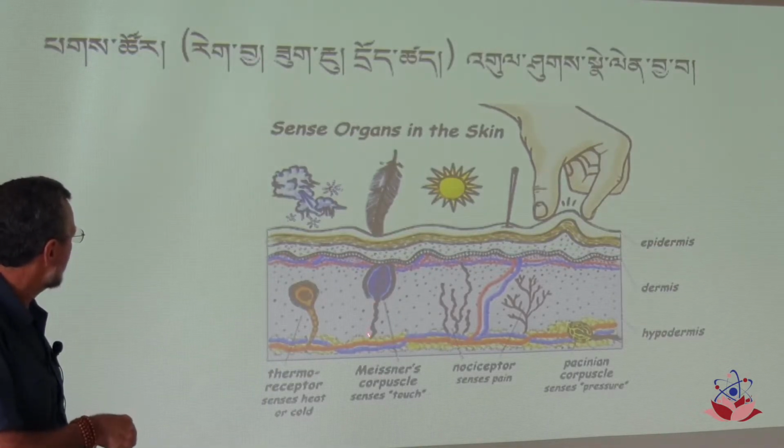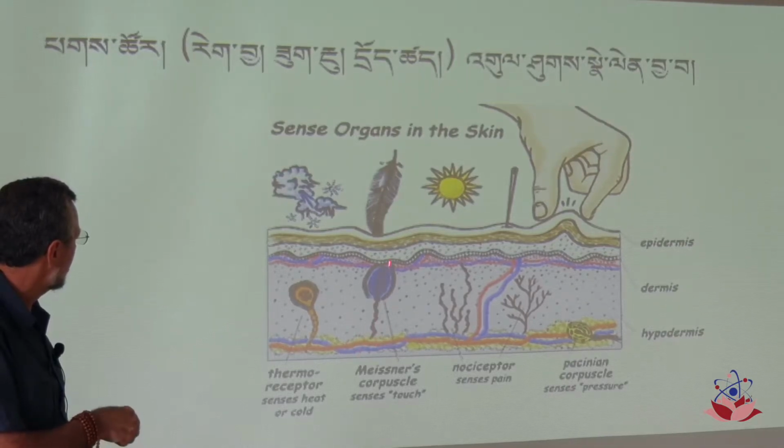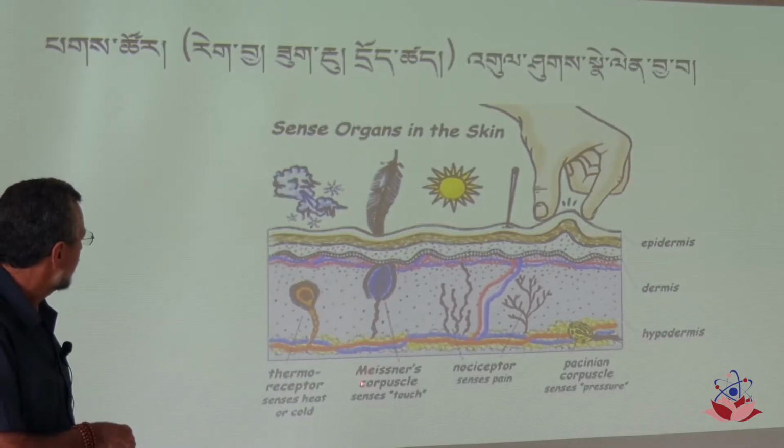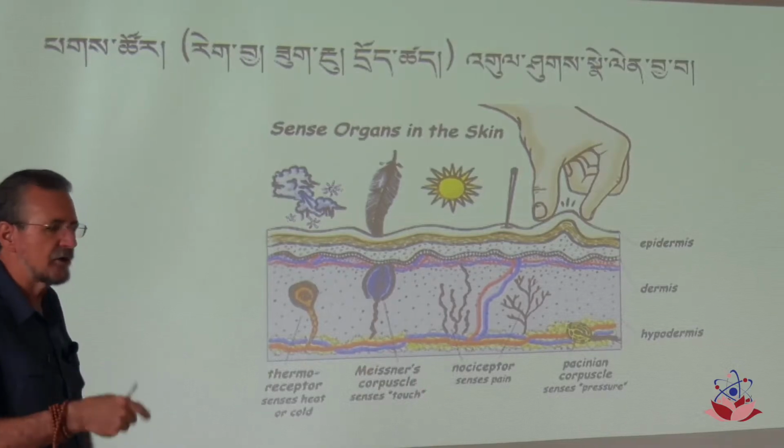There are other specific neurons or sense cells called Meissner's corpuscles, which sense touch.